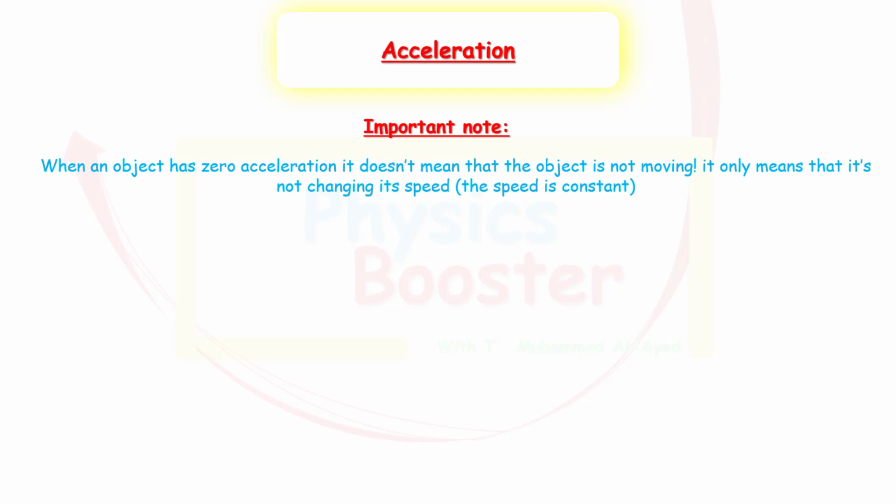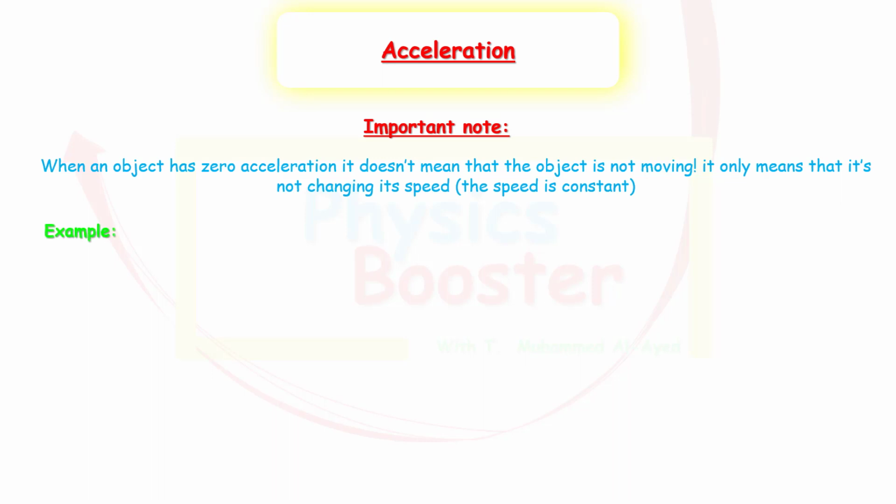Important note. This is a very important note because it sometimes confuses some students. When an object has zero acceleration, it doesn't mean that the object is not moving. There's a difference between having zero acceleration and zero velocity. They are two different things. Zero acceleration does not mean that the object is not moving. It only means that it's not changing its speed. Its speed is constant. So, if we have acceleration, that means the speed is changing. If we do not have acceleration, that means that the speed is the same.